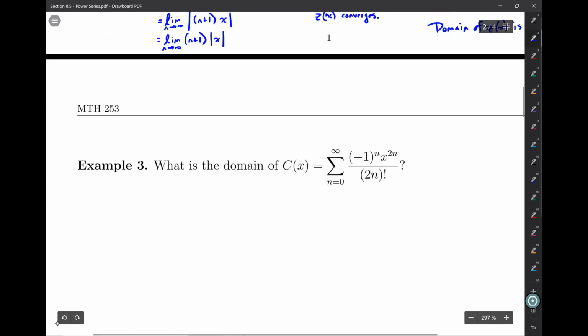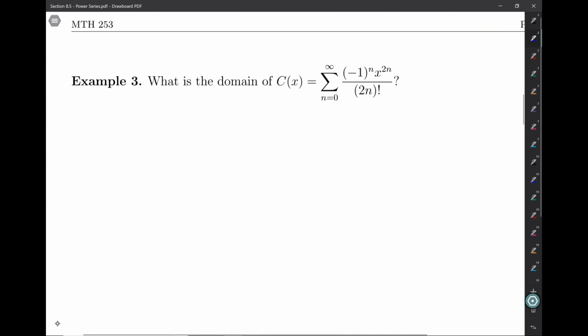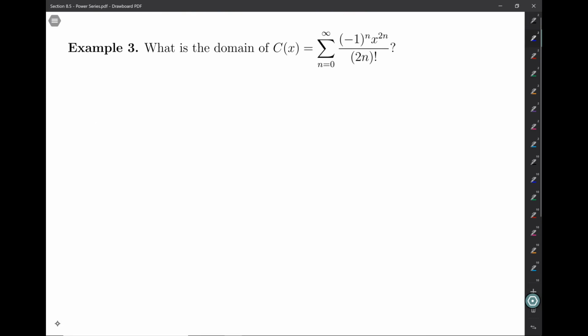Let's try this third example. Something that looks quite a bit different. We want to know what is the domain of c of x, which is a sum as n goes from 0 to infinity of negative 1 to the power of n, x to the 2n, over 2n factorial.